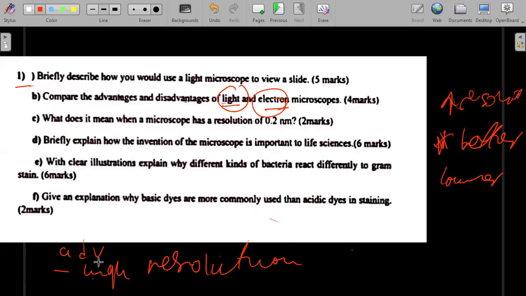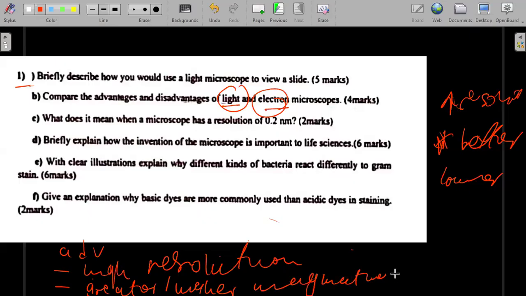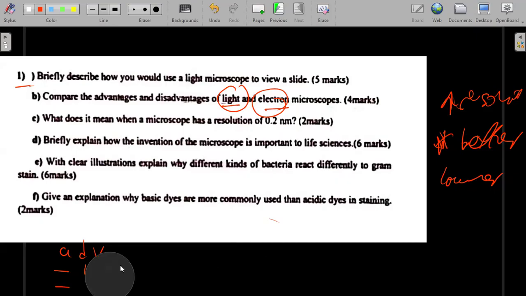Then even the magnification is greater. It has high magnification compared to a light microscope. So it has higher magnification. Those are some of the advantages of your electron microscope. So let's go to the disadvantages.